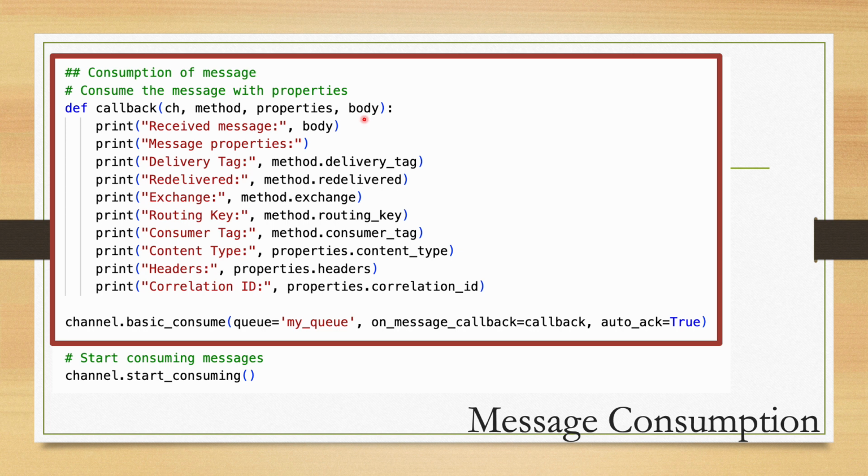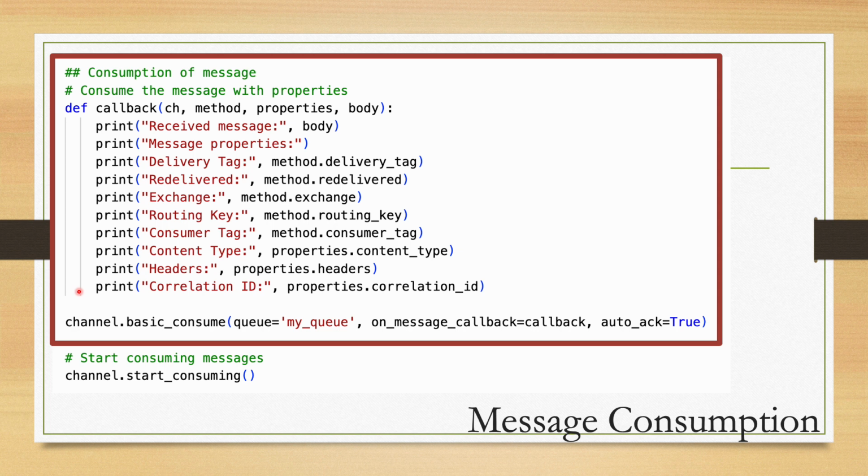Inside the callback function, the code prints the received message using print received message body. You can modify this part to perform any desired processing or handling of the message. The code then prints various message properties for informational purposes. It retrieves the delivery tag, whether the message is redelivered, the exchange used to route the message, the routing key, the consumer tag, subscription identifier, the content type, the headers, and the correlation ID.